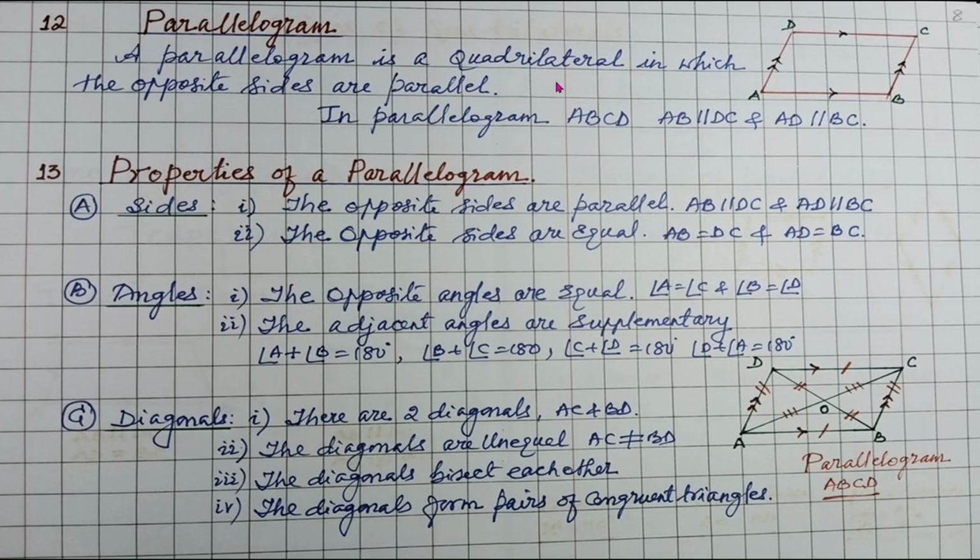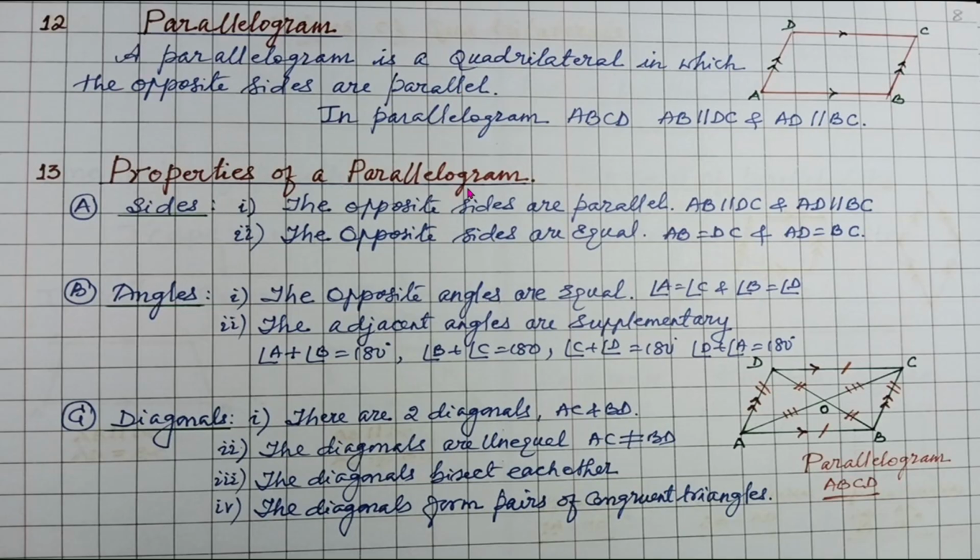Now a parallelogram is a quadrilateral in which the opposite sides are parallel. In this figure, ABCD is a quadrilateral, AB is parallel to DC and BC is parallel to AD, and therefore it is not just a quadrilateral but a parallelogram. In a parallelogram ABCD, AB is parallel to DC and AD is parallel to BC. So remember that a parallelogram is a quadrilateral in which the opposite sides are parallel.